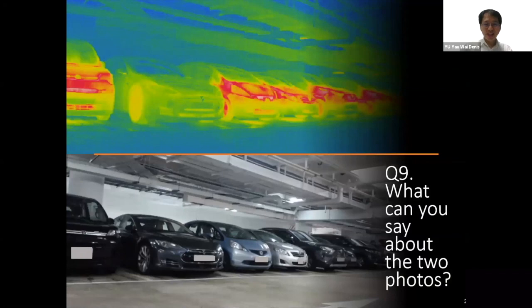Question number 9. What can you say about these two photos? The top photo is taken from an infrared camera, which can see heat and temperature. In the parking lot, obviously, you can see the heat that is generated from the engine, and that's why you can see the red color for most of the cars.